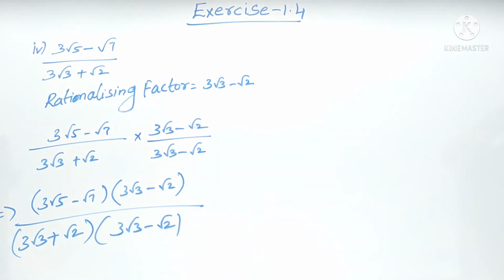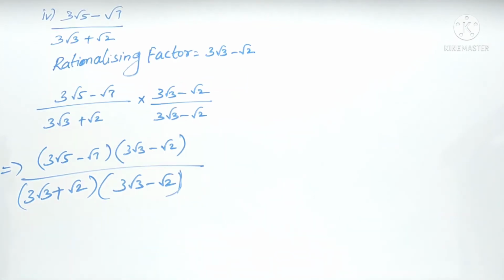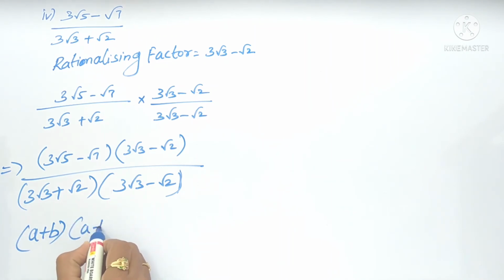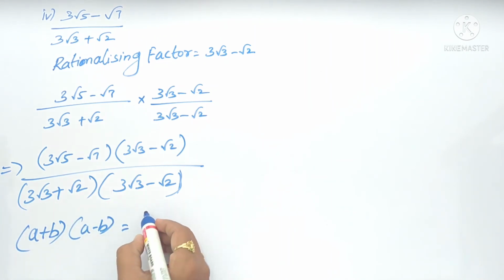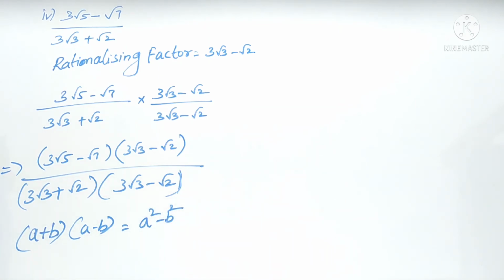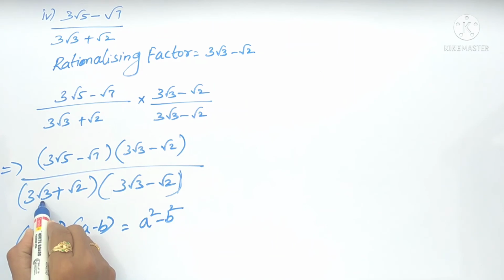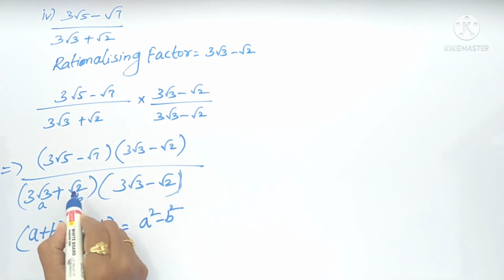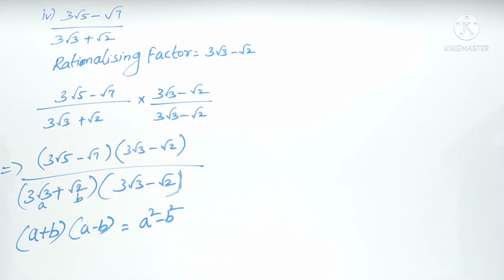So here you see the denominator is in the form of a plus b into a minus b. So denominator a plus b into a minus b. What is the formula for a plus b into a minus b? A square minus b square. Now in the place of a, 3 root 3, in the place of b, root 2, right? So we will substitute the values.